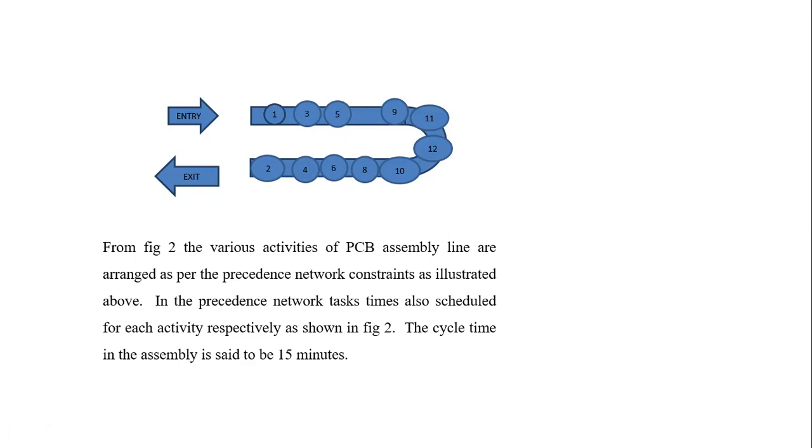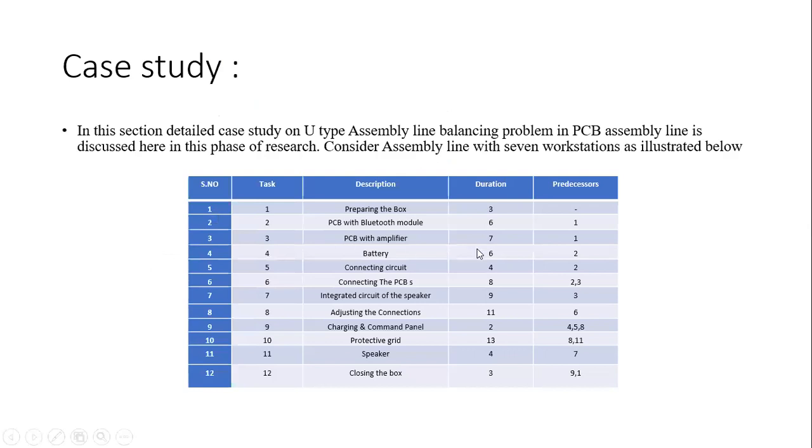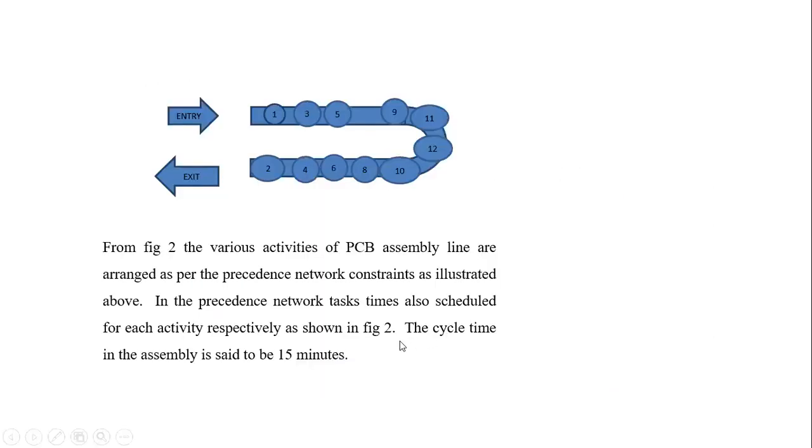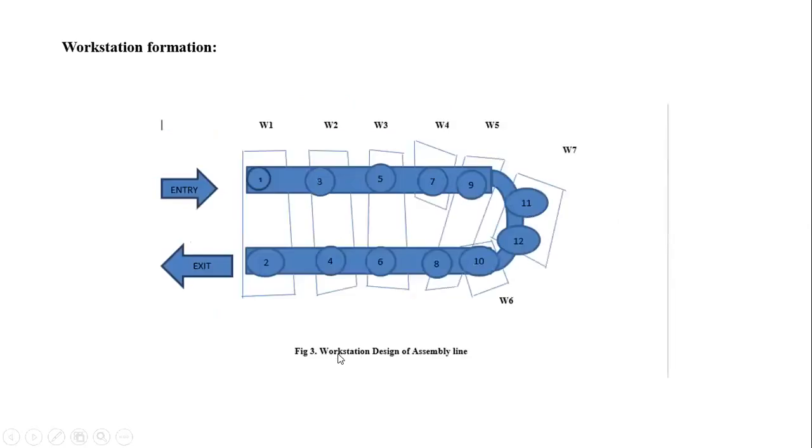And also the cycle time, which was said to be 15 minutes. How? From the previous element timing table, the longest task time from the table matrix is 13 minutes. So I have just incremented by applying the incremental task heuristic method. I have just maximized the cycle time from 13 to 15 minutes. Now, workstation formation of the assembly line.